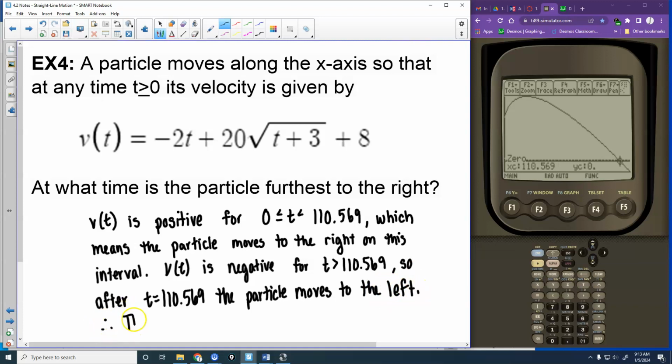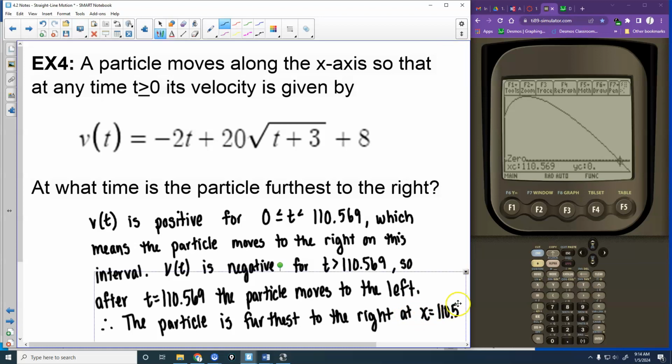Therefore, the particle is furthest to the right at x equals 110.569.